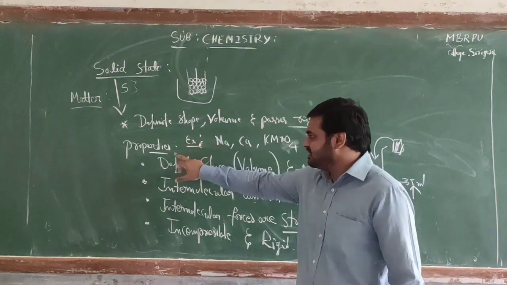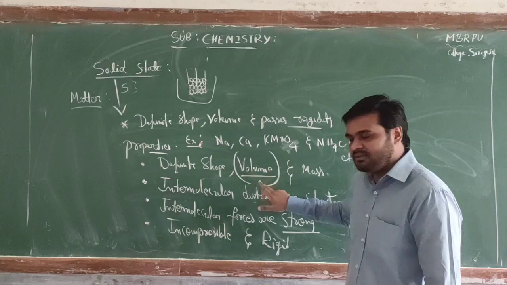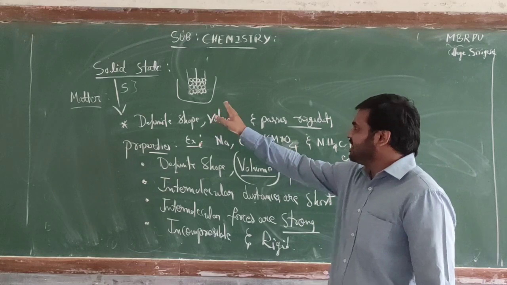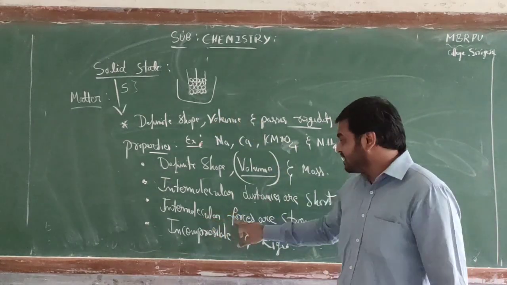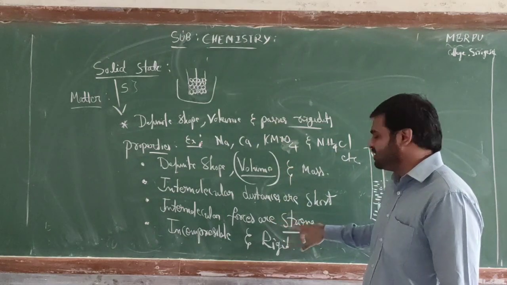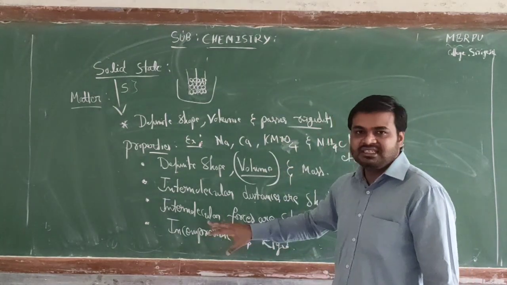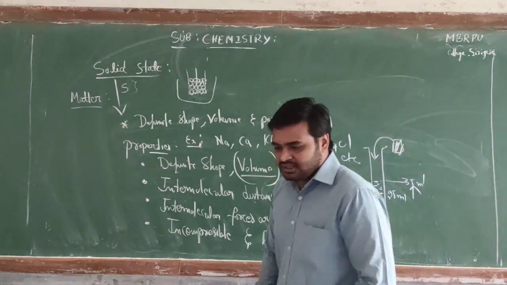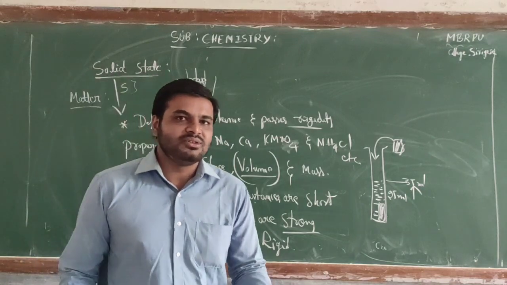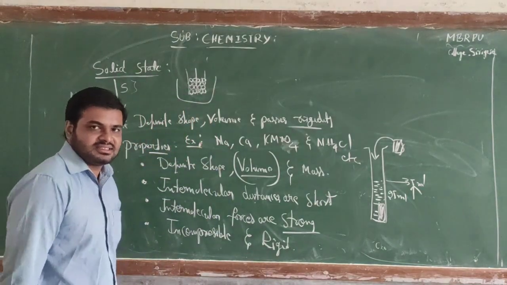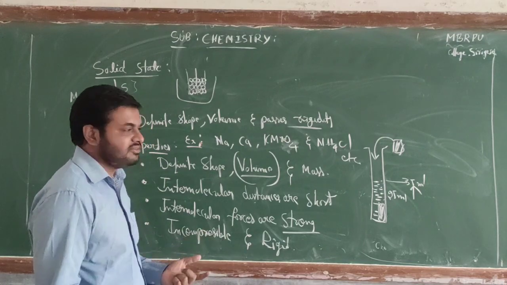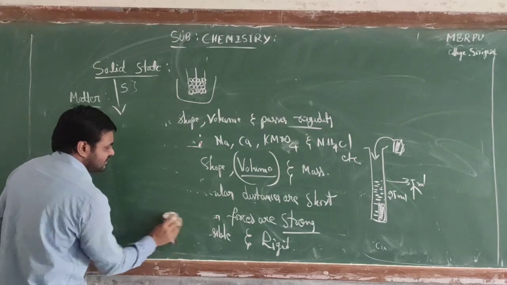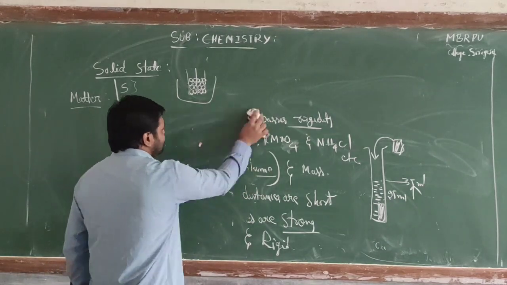Solid means the properties: definite shape, volume, and having a mass. The intermolecular distance is very close to each other. The intermolecular force is close, then becomes strong, and those are all incompressible and rigid. Note it down. Okay? So, next we want to move to classifications. What is the classification? How do they classify? There are two types of classifications.